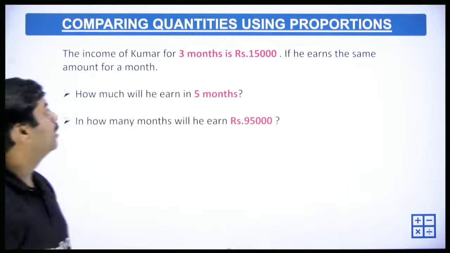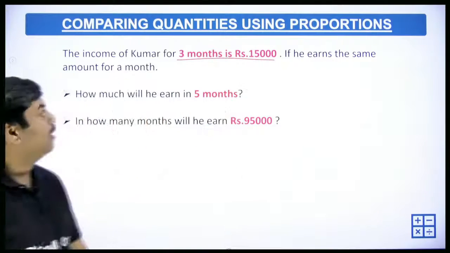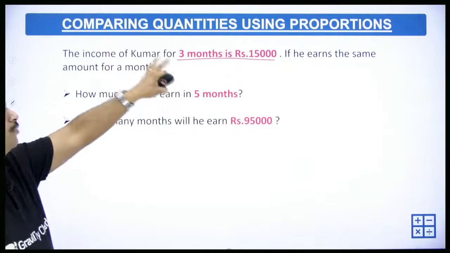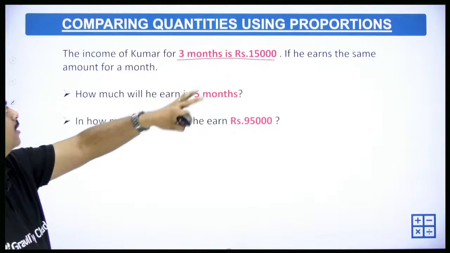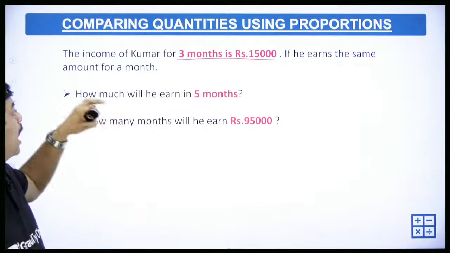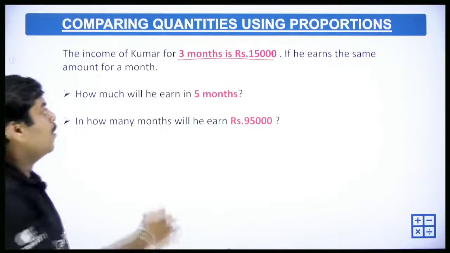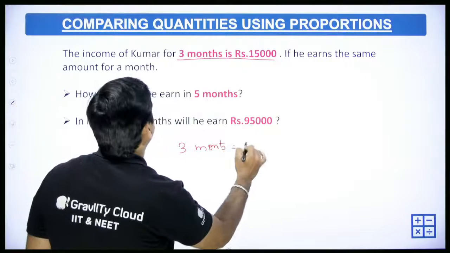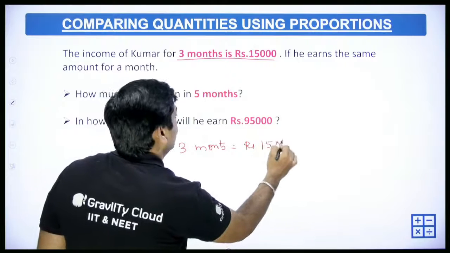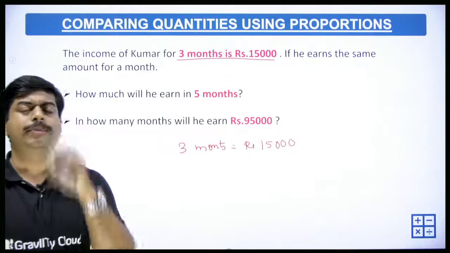The income of Kumar for 3 months is 15,000. If he earns the same amount each month, how much will he earn in 5 months? For 3 months it is 15,000. Let us calculate for 1 month. That is the unitary method.